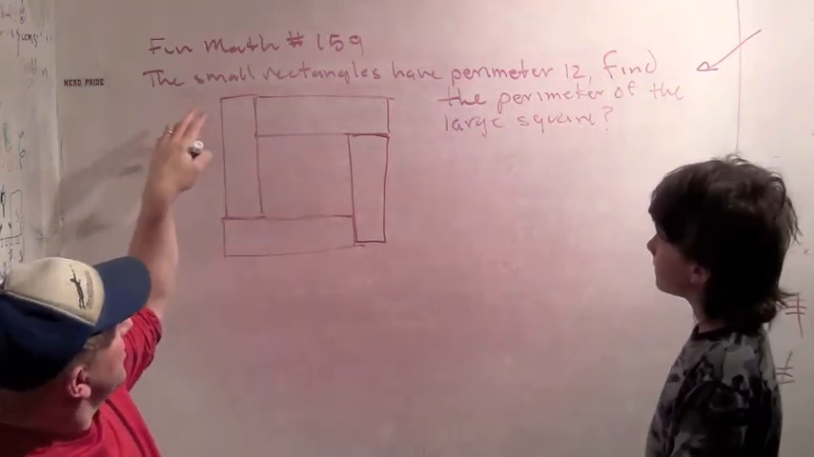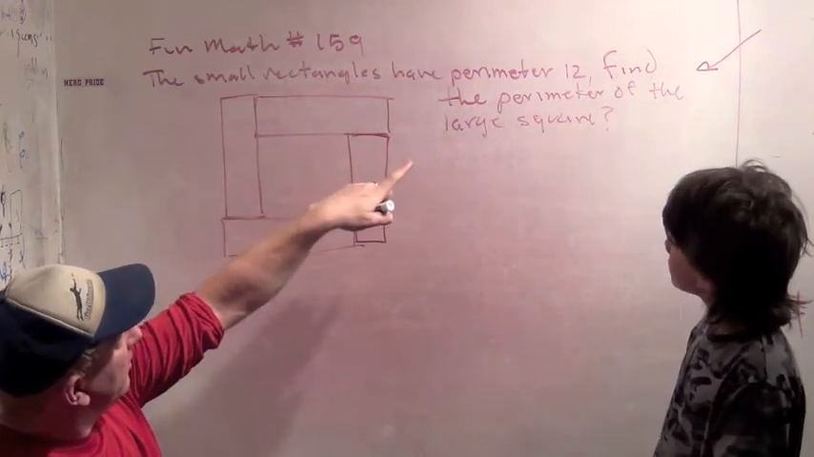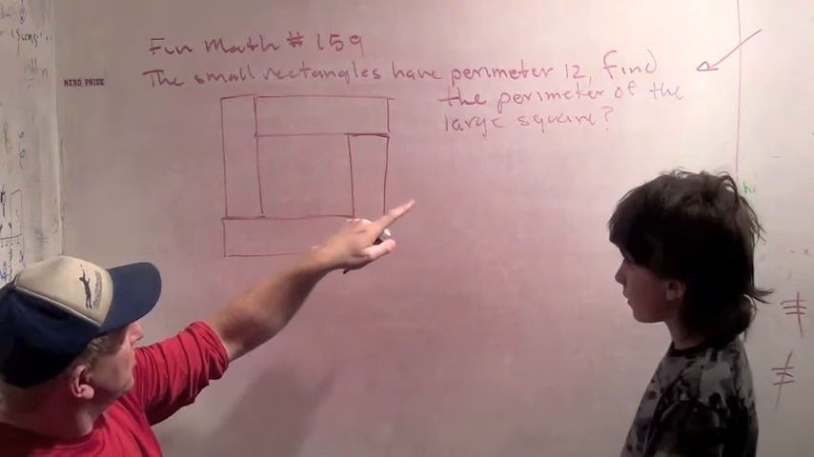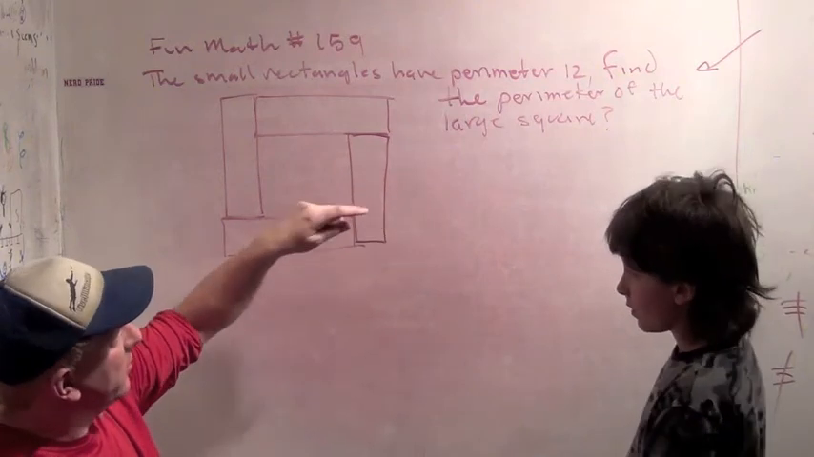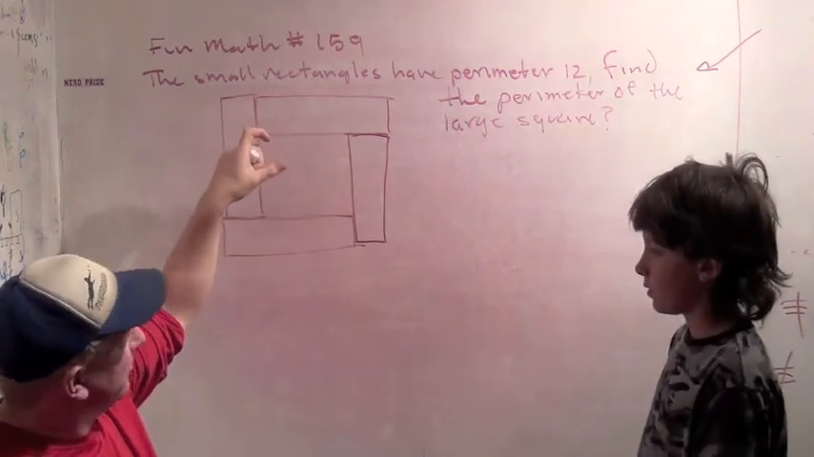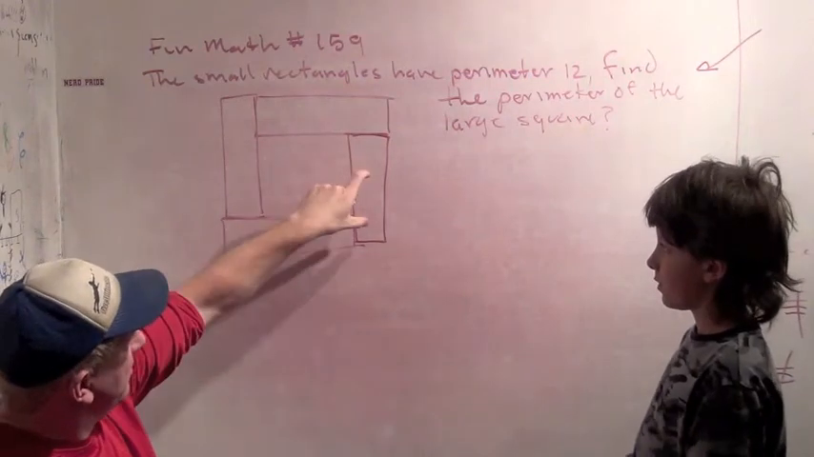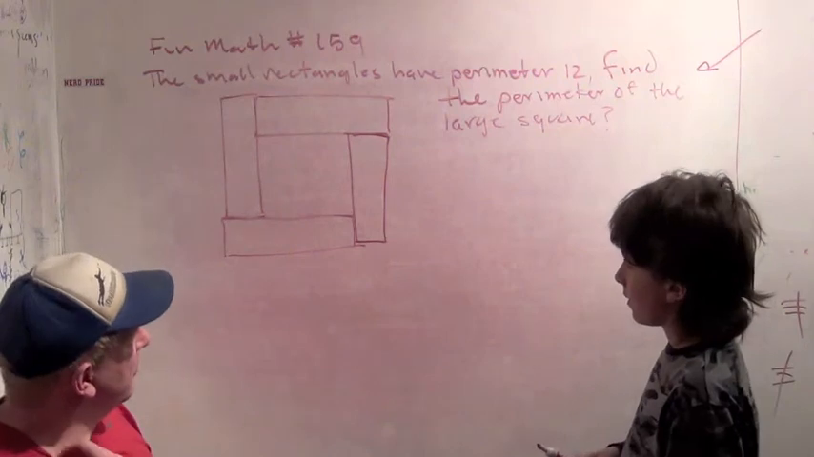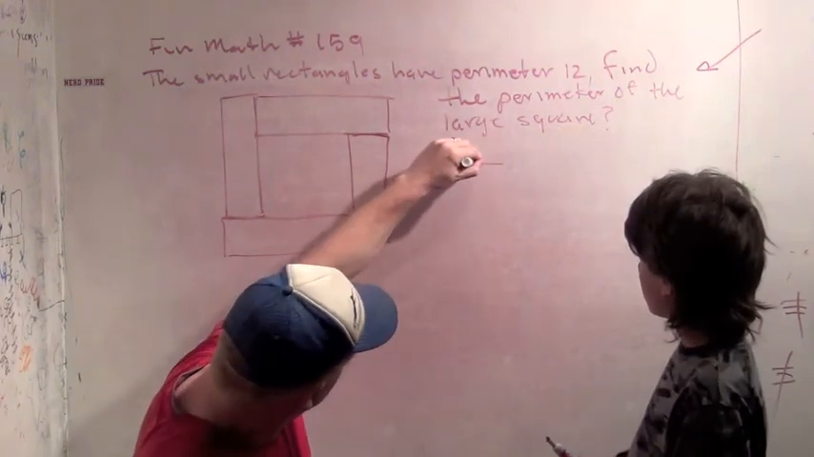The small rectangles have perimeter 12. Find the perimeter of the large square. What I forgot to write, because I was writing too quick, is that all these rectangles are the same. Now, what does it mean for a rectangle to have perimeter 12?